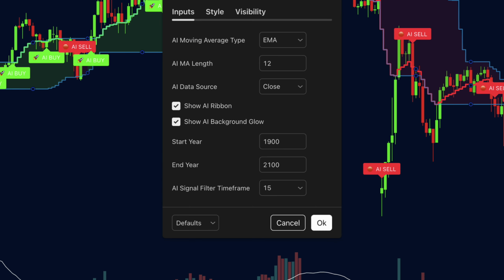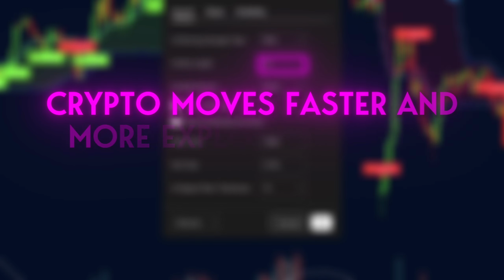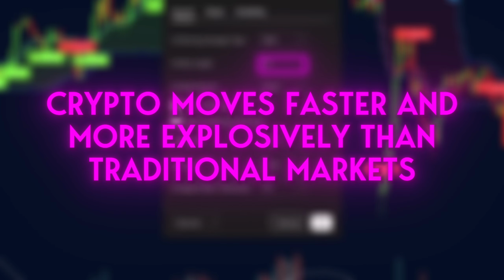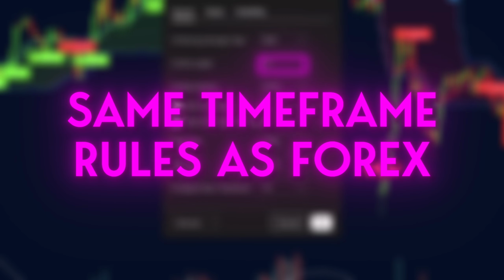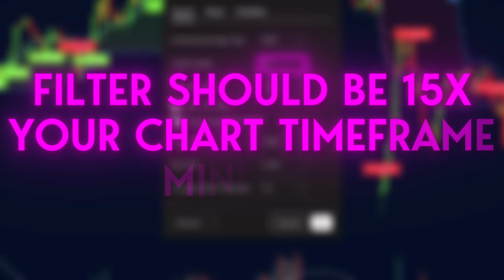For crypto, drop MA length to 10 to 14. Crypto moves faster and more explosively than traditional markets. For signal filter, same time frame rules as forex. Filter should be 15 times your chart time frame minimum.